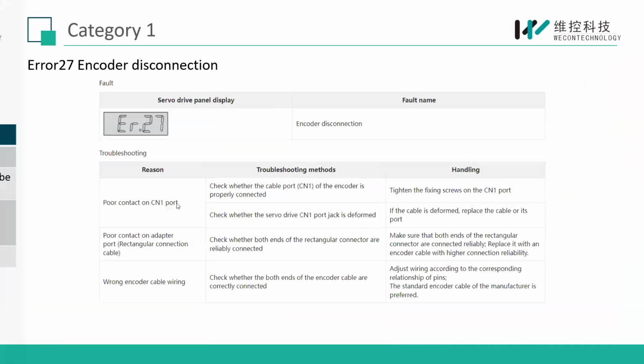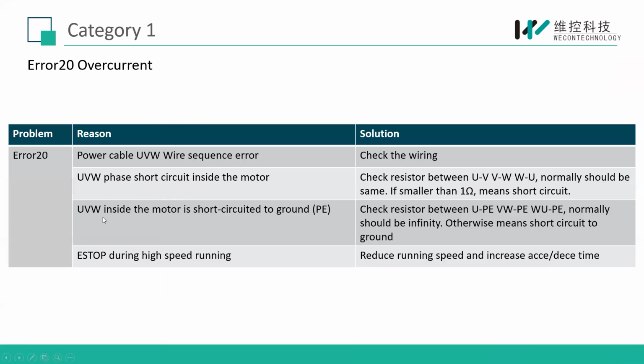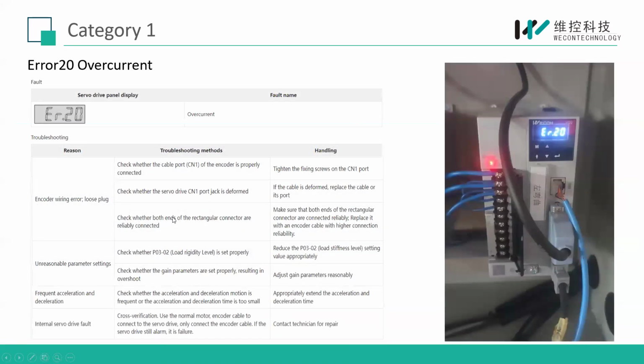For the braking resistor, usually we need to check the resistor value. Our built-in resistor value is 50 ohms. And later I will show you a picture of how to connect and how to check the built-in resistor value.